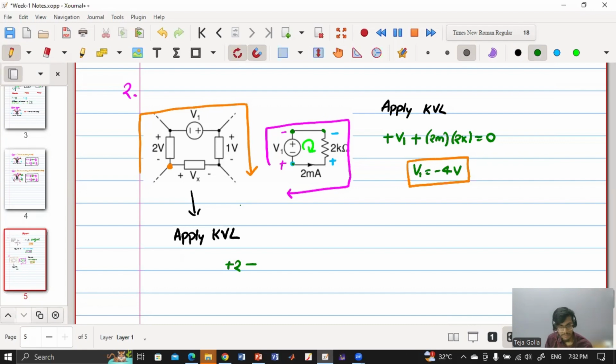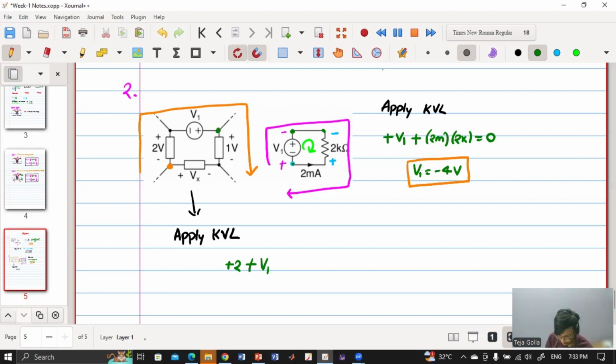Then plus V1. Forget about minus 4 for now. Whether V1 is positive or negative, I don't know, but according to this convention, this is at a higher potential. So it will be plus V1. Now we will substitute that V1 is minus 4. So you should not bring the polarity here, because they have given this is minus and this is plus, which is same as this. So you should consider the same polarity, and once you are substituting the value of V1, then you will substitute minus 4.